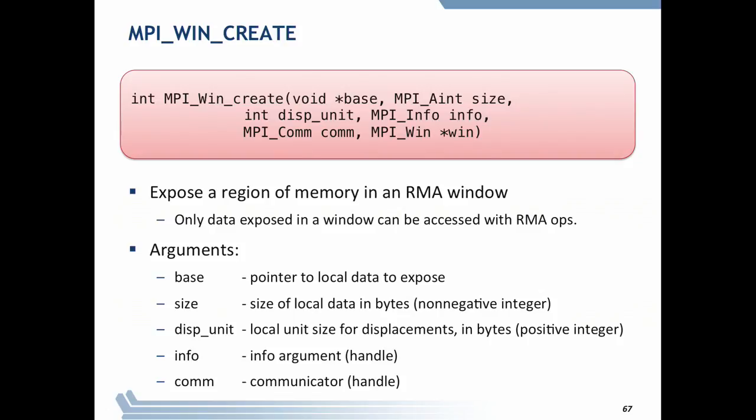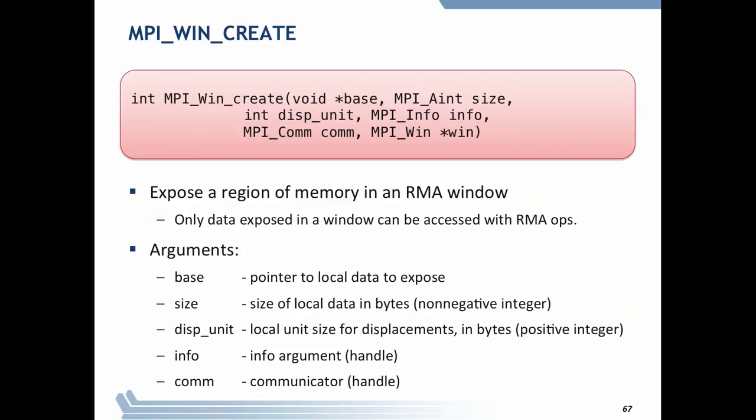But you could also use, for example, the size of an int or the size of a double, in which case your offsets are all going to be in units of doubles. So for example, if you're exposing an array of doubles and the displacement is the size of a double, then when we get to the communication routines, an offset of 3 will mean go to the third double from the beginning of the window: 0th, 1st, 2nd, 3rd. Right?